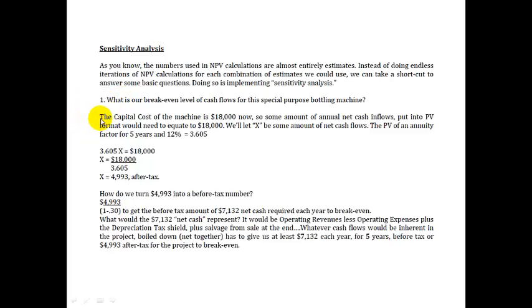So the capital cost of the machine is $18,000 now. So some amount of annual net cash inflows, so cash inflows minus cash outflows, expressed in present value format would have to equate to your original purchase of the $18,000.